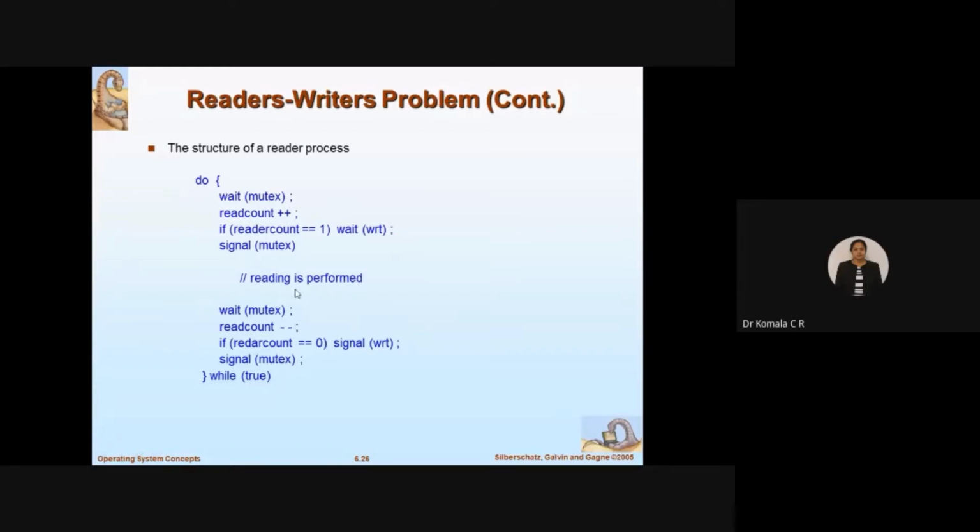So that means among n processes, one is performing the read operation, the others are in the queue. In the same way, one by one you are going to allow. Next time, whichever was in the queue, you are going to allow that particular process to go for the read operation. This is how you are going to write the structure for a read process.